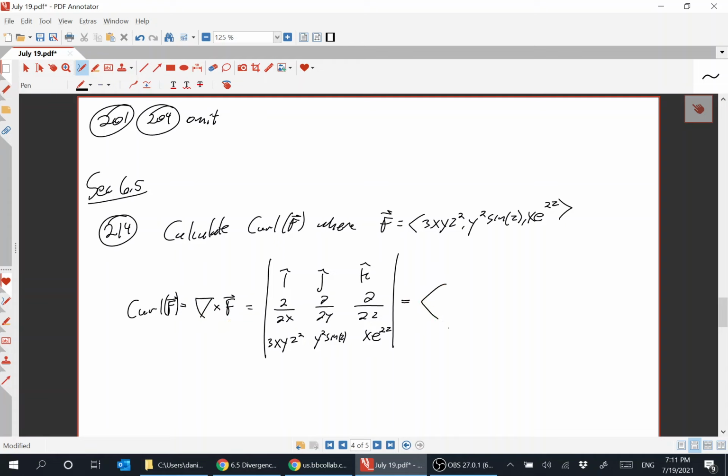So this is equal to, in the x-coordinate, the partial derivative with respect to y of this function, which is 0, minus the partial derivative with respect to z of this function. So we have 0 minus y squared cosine z.